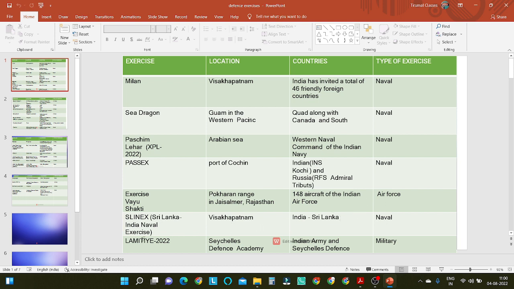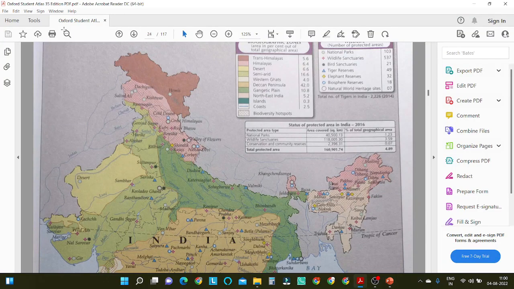The next is the Lamitiye exercise. It is taking place in the Seychelles Defence Academy. So as it is taking place in the academy on land, it is a military exercise. The countries involved are the Indian Army and Seychelles Defence. So now we need to look at Seychelles on the world map. Seychelles is a group of islands present in the southern Indian Ocean.